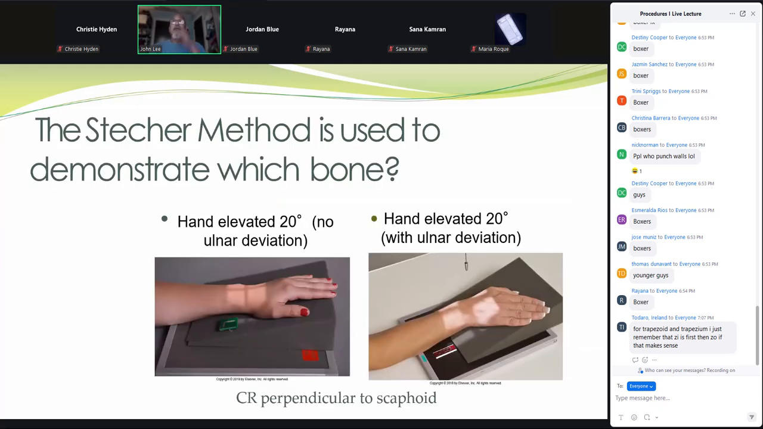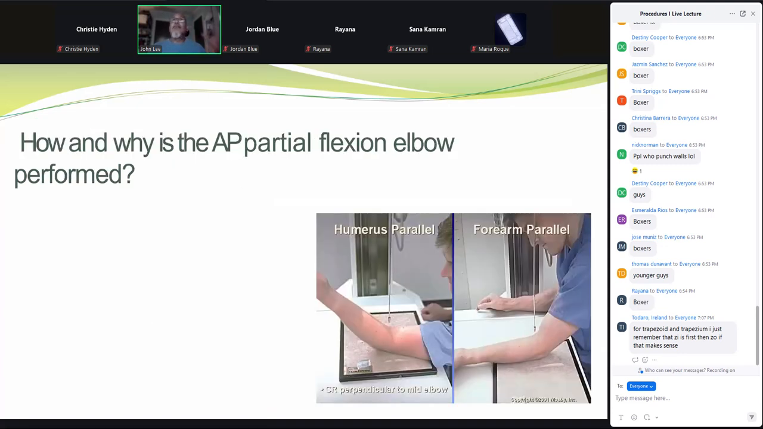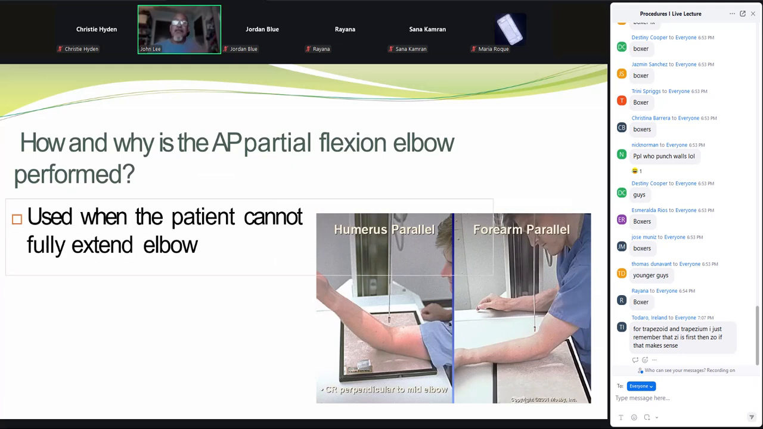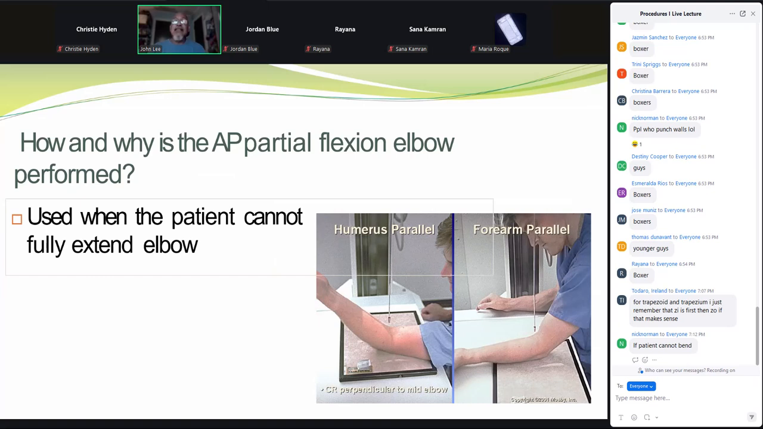The Stecher, used to demonstrate which bone. This is 2 of the 4 methods of doing the Stechers. But we're looking at the scaphoid. How and why is an AP partial flexion elbow performed? Why do we have to do 2 views here? Because the patient can't extend their elbow. Well, the elbow's already bent. We want them to straighten it.